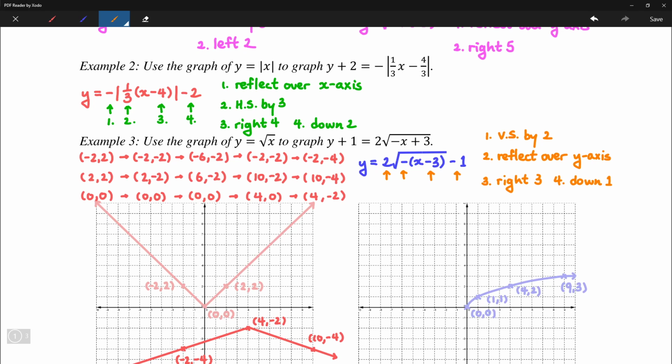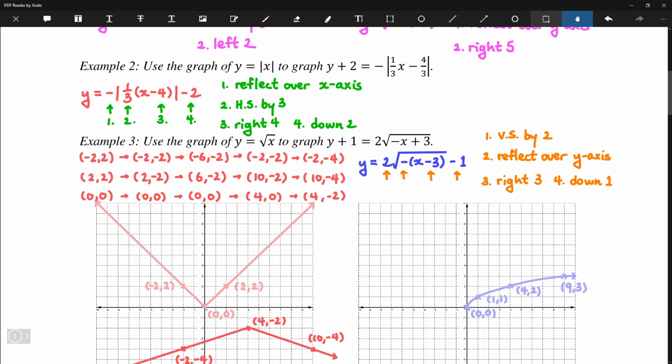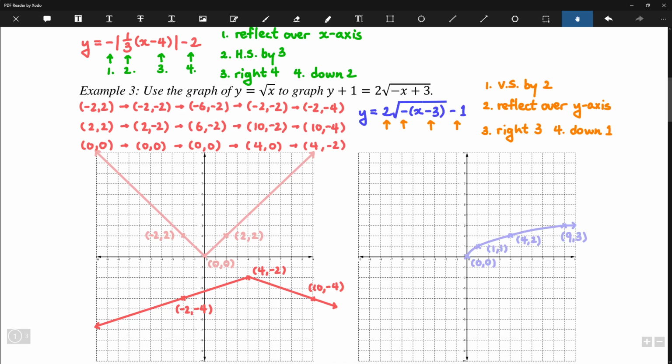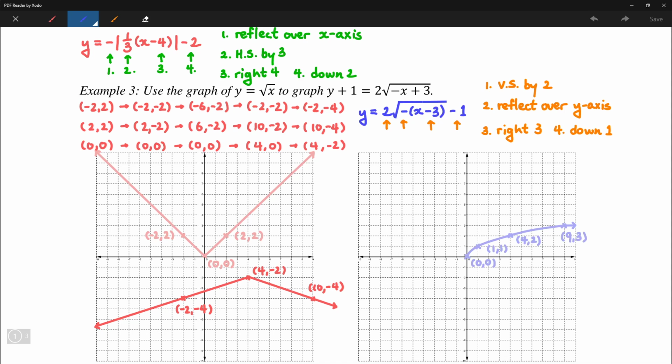So now what we can do is look at the original square root function. It has the points 0, 0, 1, 1, 4, 2, and 9, 3. And see what happens when we transform them. So once again, the reflections and the vertical stretch will not do anything to 0, 0. So it's going to be moved to the right 3 spaces and down 1. So 0, 0 will now be at 3, -1.